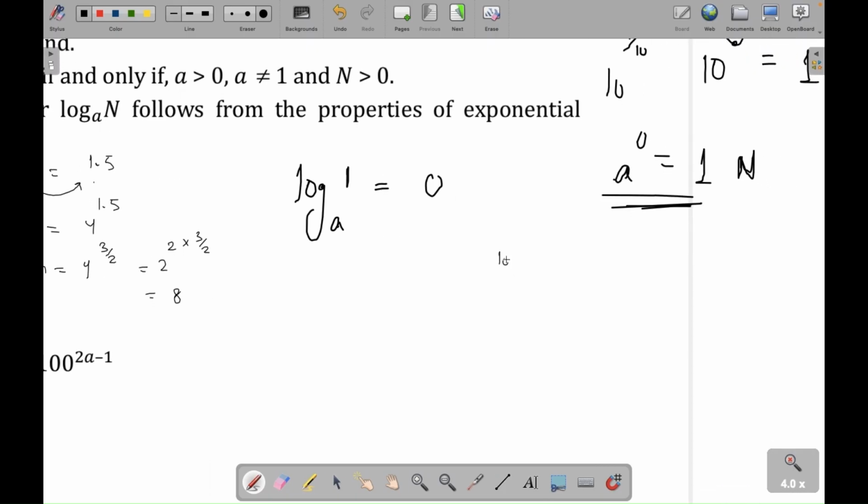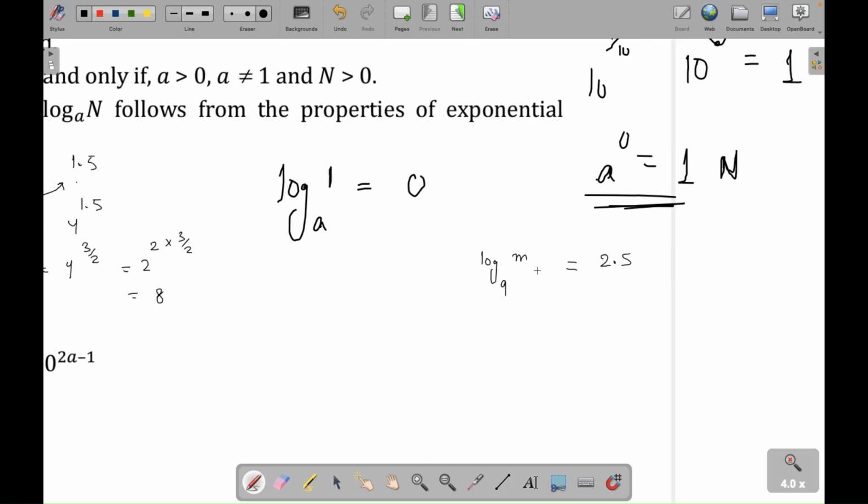So try solving this. If log of m to the base 9 is equal to 2.5, can you find the value of m?